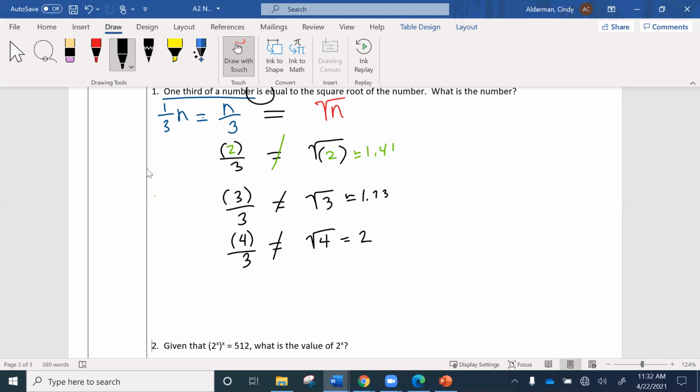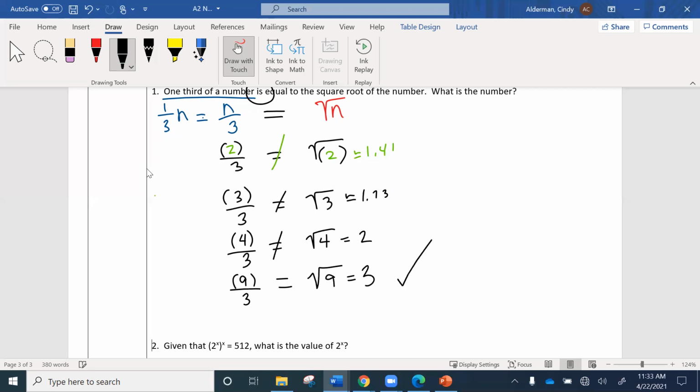All right, then I should notice here, wait a minute, the square root of a number. Let's try and get a whole number there. So let's try and use perfect squares. Because here when we did the square root of 4, we got a whole number, right? So let's see if that's the pattern that they're looking for. What if we did 9, which is a perfect square? Is that equal to the square root of 9? Well, square root of 9 is 3. 9 divided by 3 is 3, right?